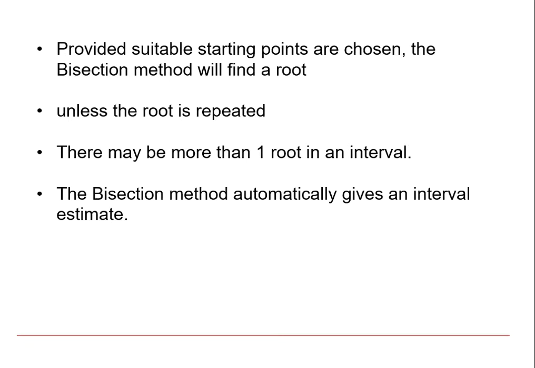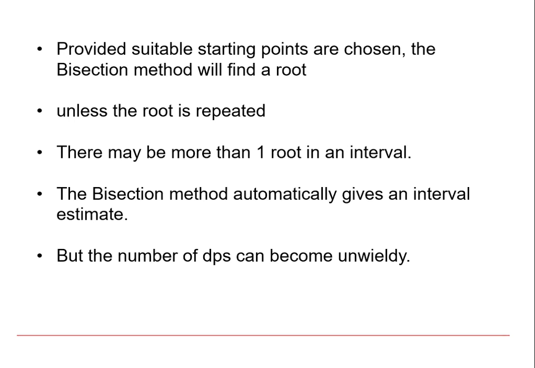Another advantage of the bisection method is that it automatically provides an interval for our root, so we can say that the root definitely lies within two particular bounds, or we can quote the midpoint of the interval and say that there's a certain maximum error. But as already mentioned, the one slight problem is that you can get lots of decimal places in the working.